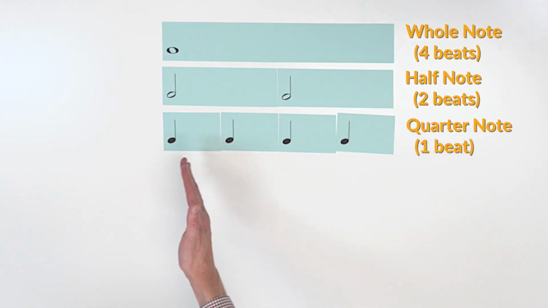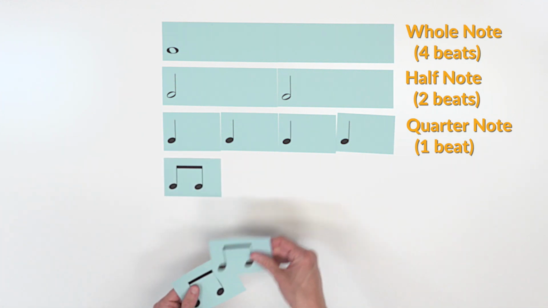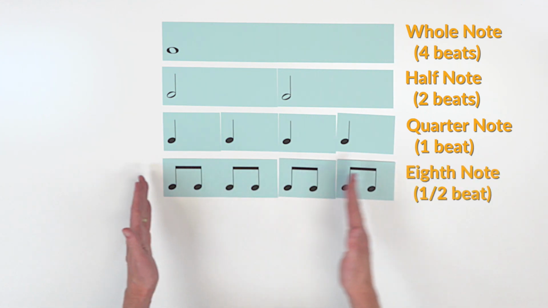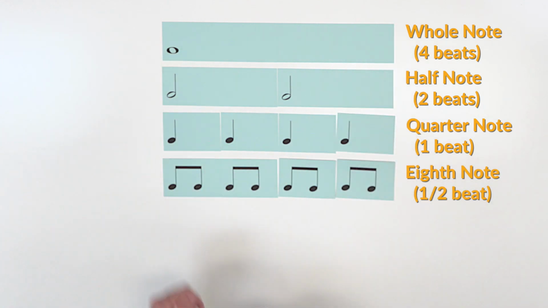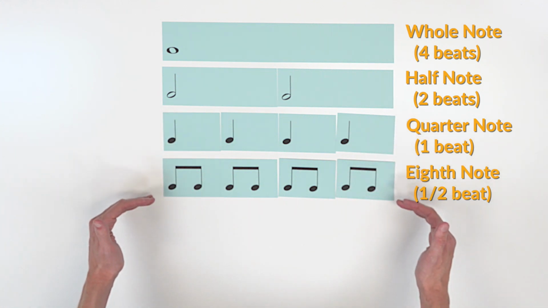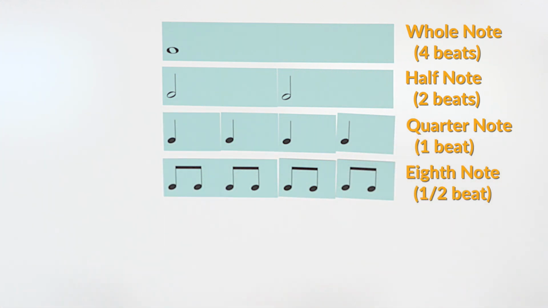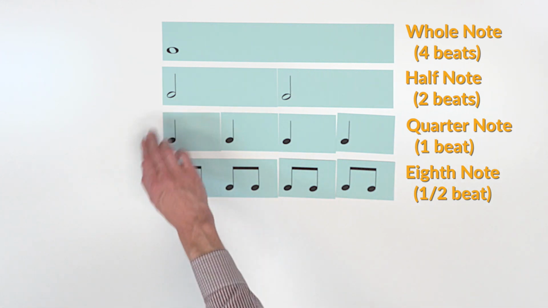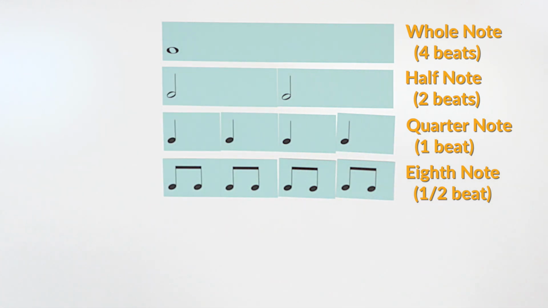Now, what if we took a quarter note and cut it in half? That gives us eighth notes. They're called eighth notes because you can fit 8 of them in the time it takes to do 1 whole note. T, T, T, T, T, T, T, T. You can see that every time we go down a row and cut our rhythmic value in half, it makes us go twice as fast. So eighth notes are twice as fast as quarter notes, which are twice as fast as half notes, which are twice as fast as whole notes.